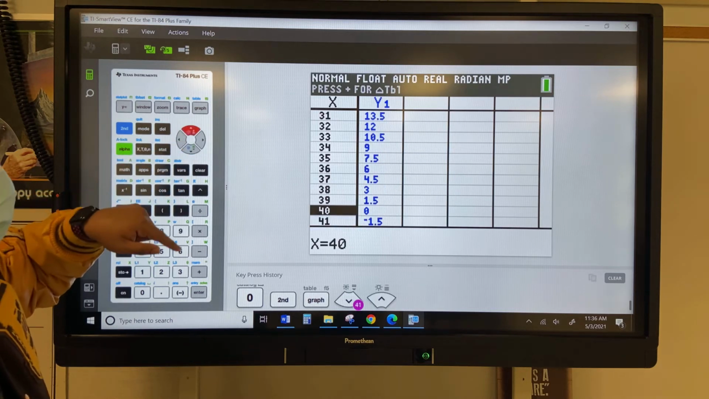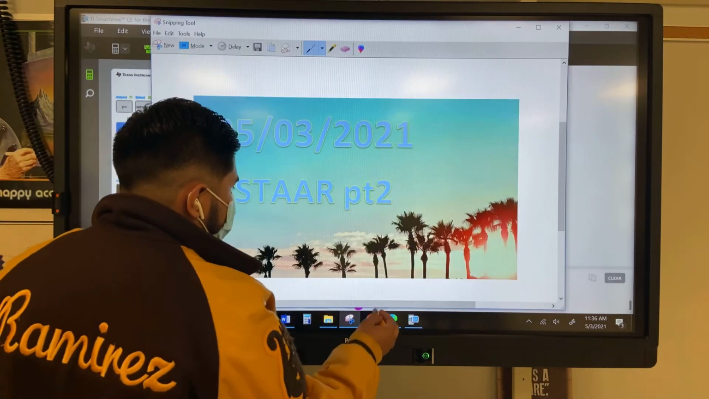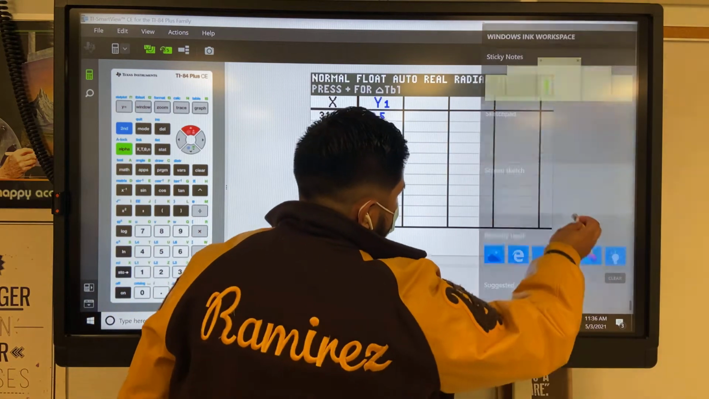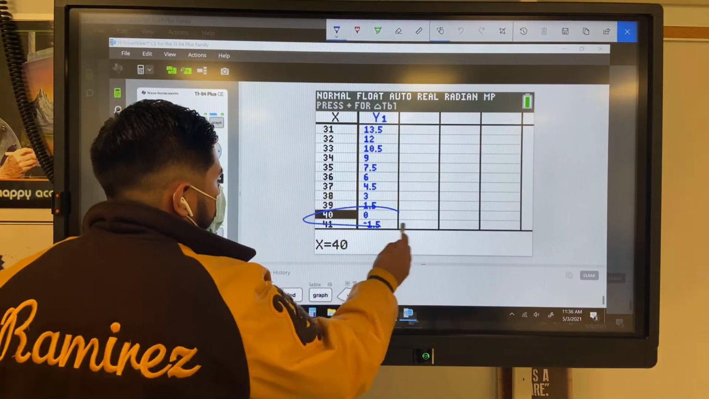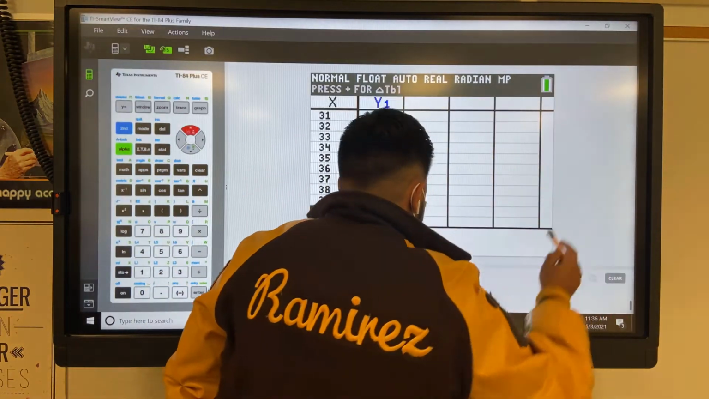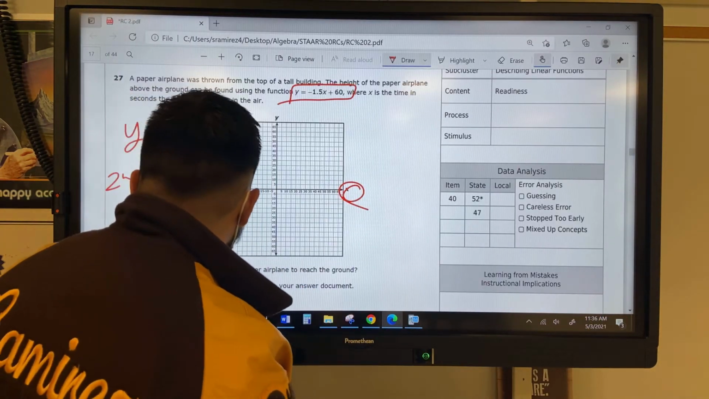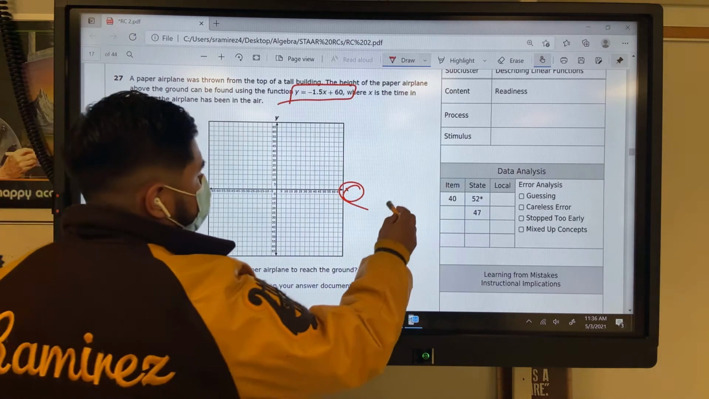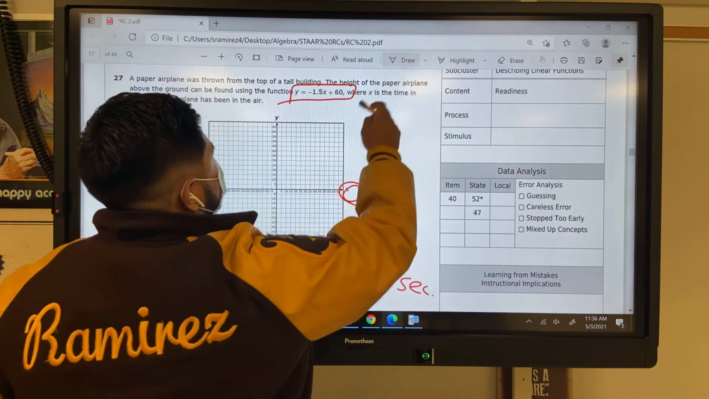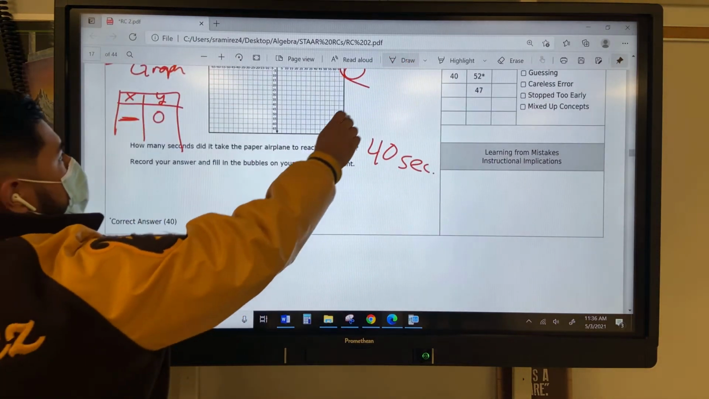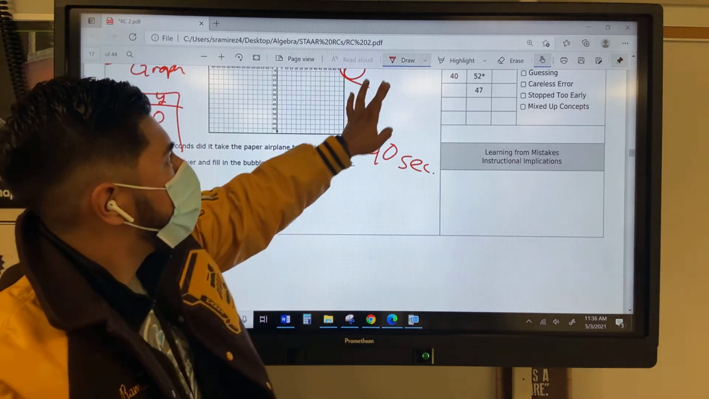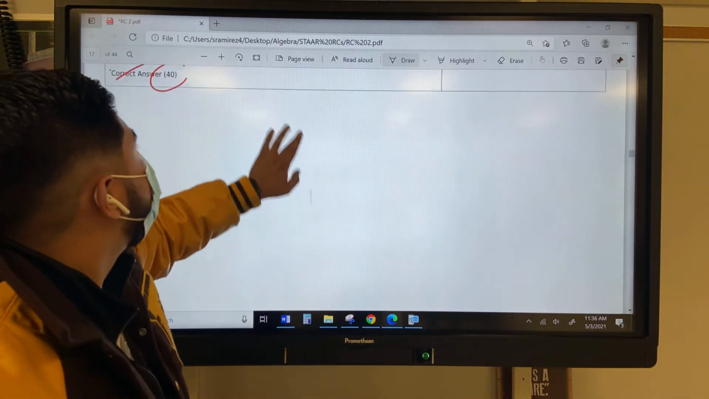Boom. Right there. Oh, I need to do this one. Sorry, I forgot. Boom. Right there. 40 and 0. So what does that tell me? Come over here. How many seconds did it take? 40 seconds. Let's check. Boom. Correct answer is 40. That one was pretty hard. Rewatch that one.